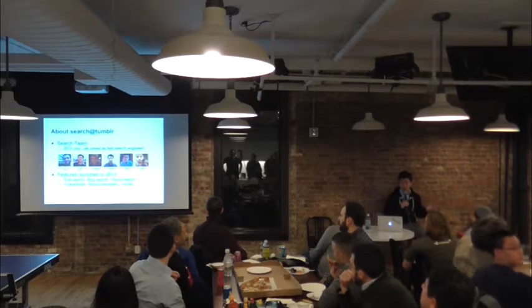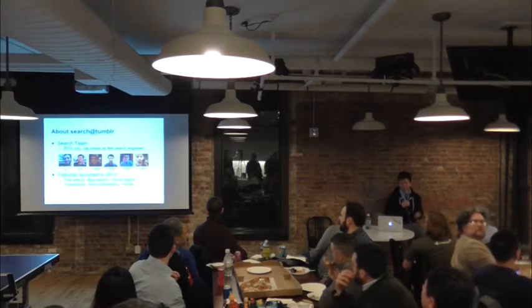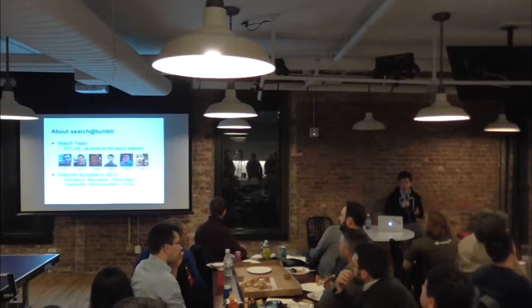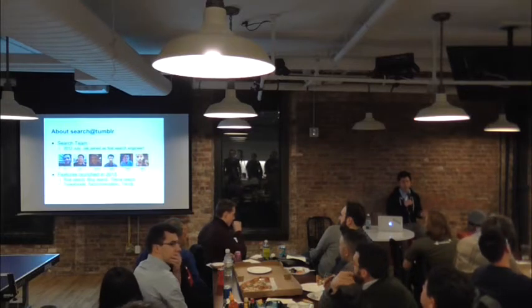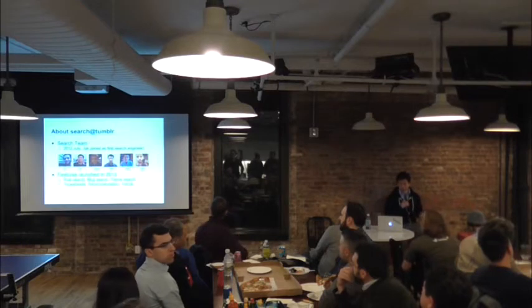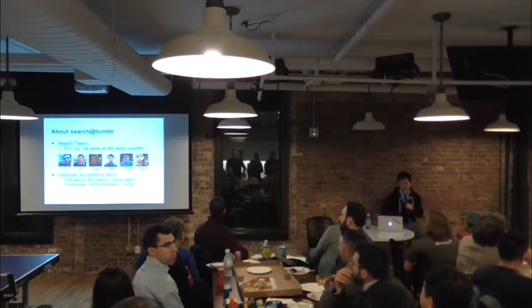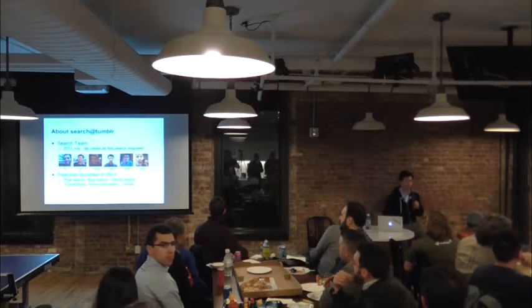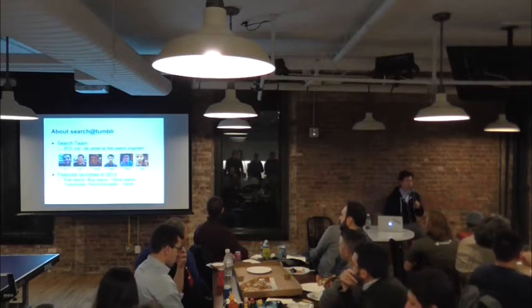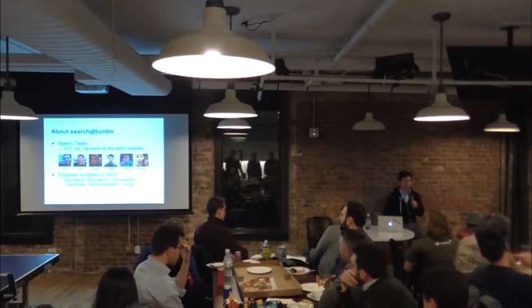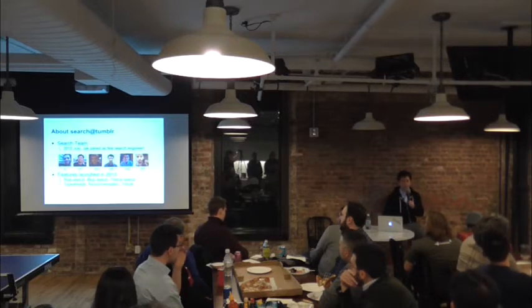Together we worked with the design team and the front-end team, and we were able to build a set of exciting new search features from the ground up in 2013, including post search, blog search, theme search, personalized recommendation, and a bunch of other things. In the next couple of slides, I will quickly walk you through the features available in search at Tumblr. Then I will talk about the underlying architecture, frameworks, and some of the implementation details.